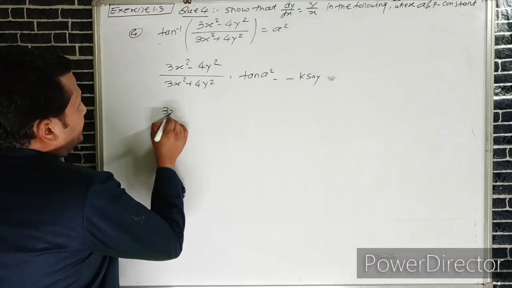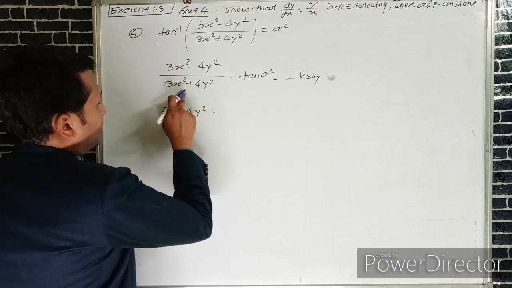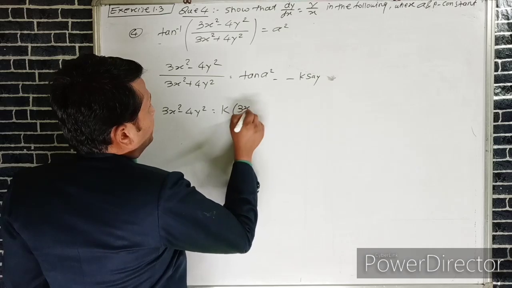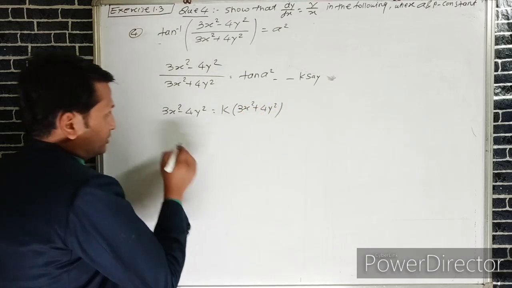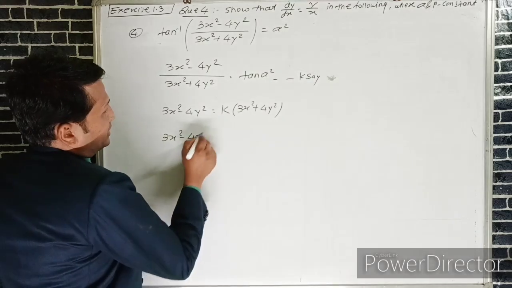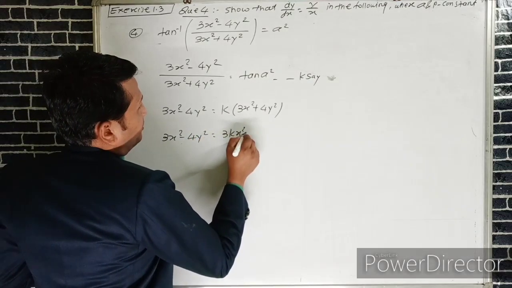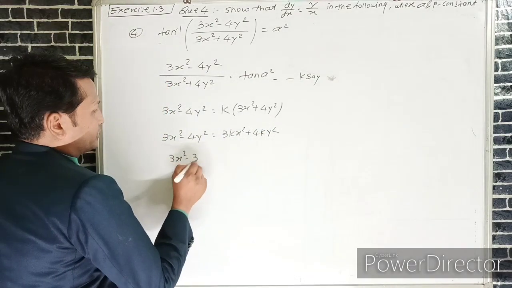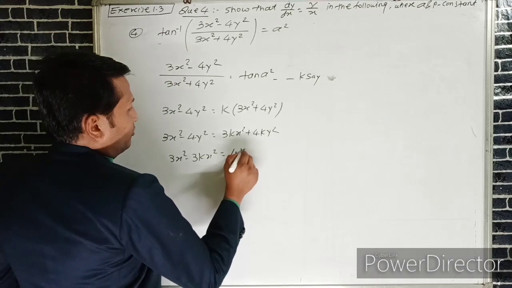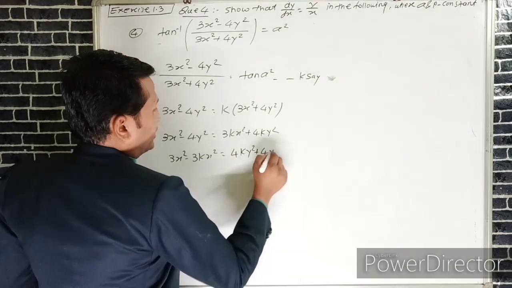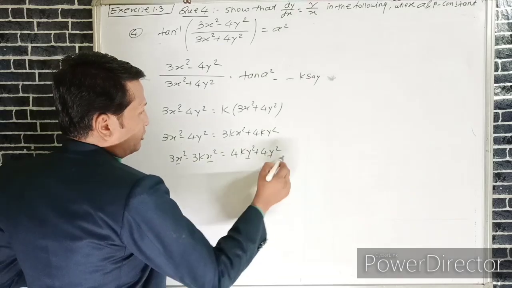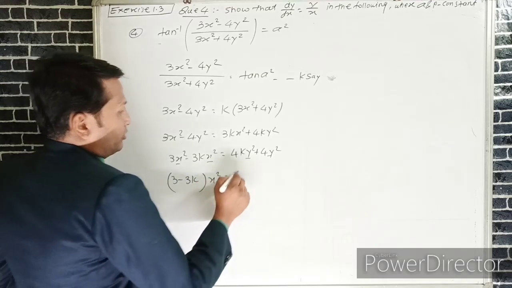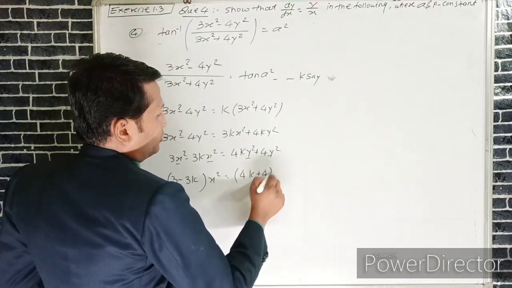Here we can write 3x square minus 4y square, this term divided by the whole term. If we take it to the right side, we can write k into (3x square plus 4y square). Again 3x square minus 4y square is equal to 3k x square plus 4k y square. Taking x square to the right side, we get 3x square minus 3k x square is equal to 4k y square plus 4y square. If we take x square and y square common on both sides, we can write (3 minus 3k) x square equals (4k plus 4) into y square.